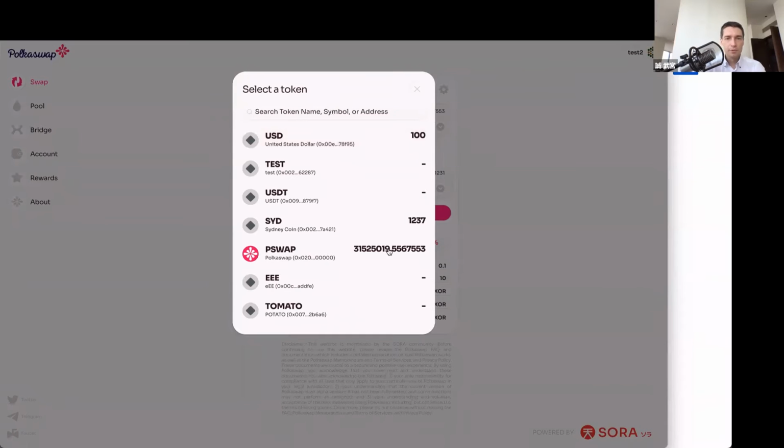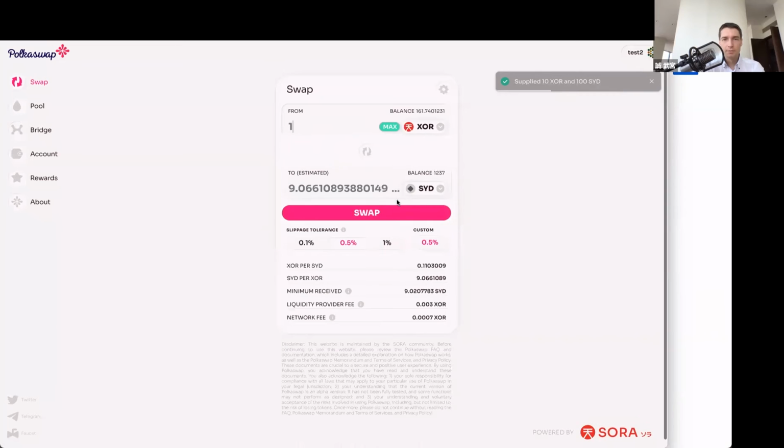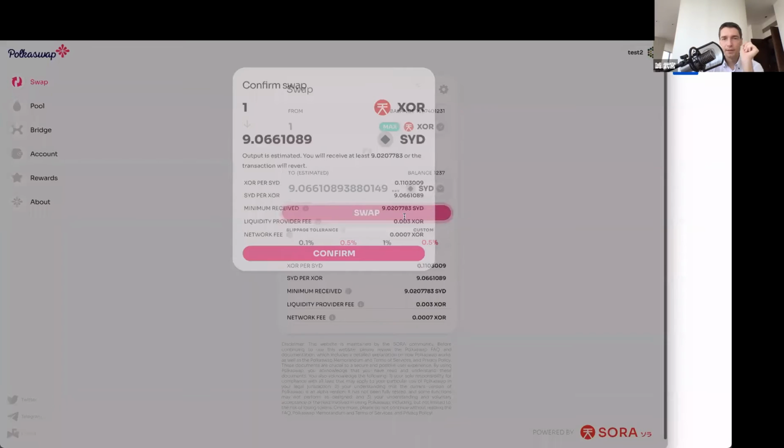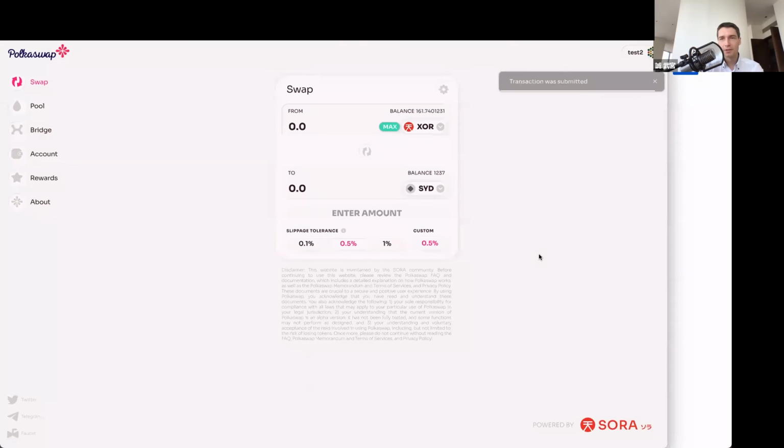have your token pool, you can actually trade them. So let's say I want more Sydney coins. I don't know why, because I already have the pool, but let's hit swap and then sign my transaction. By the way, all the transactions are using this kind of ugly interface, Polkadot.js. So it's kind of like the MetaMask for the Polkadot ecosystem.